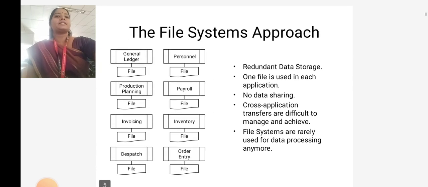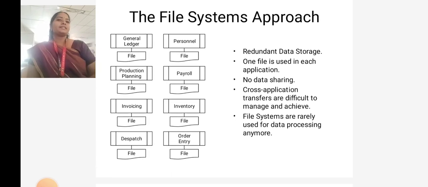So, the file systems approach. In the file system, there is a general ledger and a personal ledger, each having access to a file, and production planning and the payroll process are also there. Then it also comes to the file processing system. Then invoicing is there, and here it is an inventory system. So again it comes to a file processing system. So dispatch and order entry, again it comes to a file processing system.